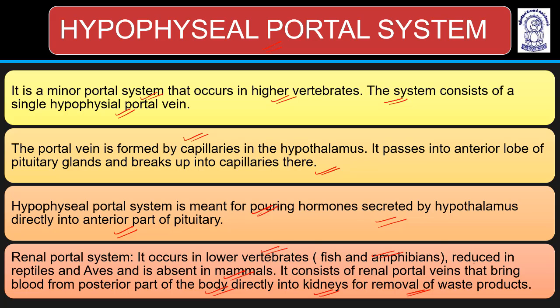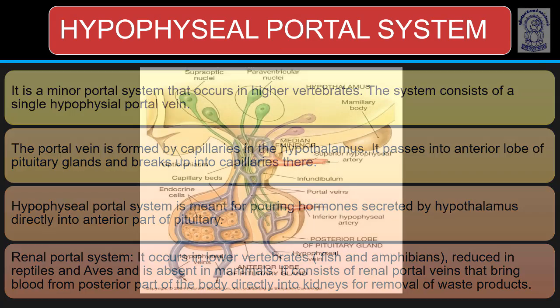Renal portal system: it occurs in lower vertebrates, fish and amphibians, is reduced in reptiles and birds, and is absent in mammals. It consists of renal portal veins that bring blood from the posterior part of the body directly into the kidneys for removal of waste products.